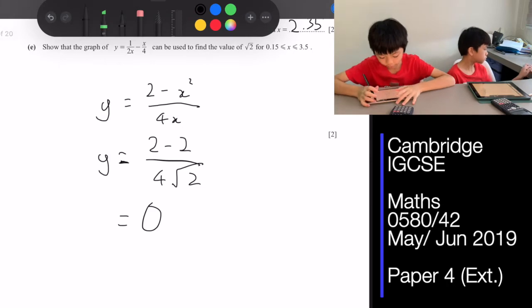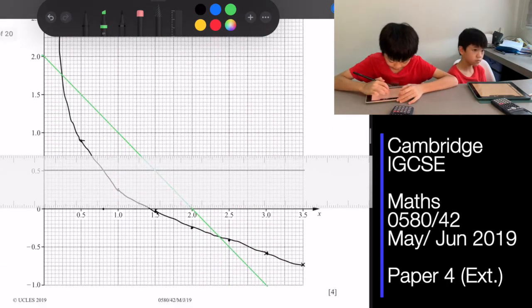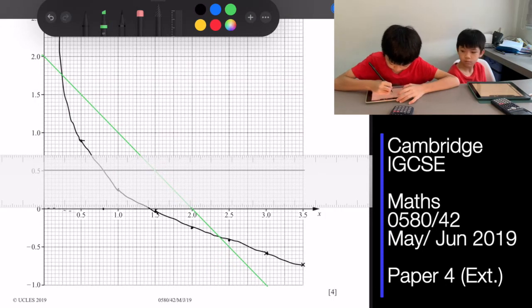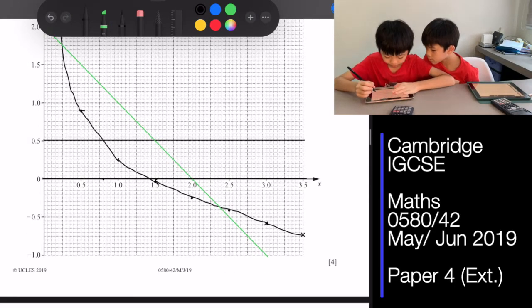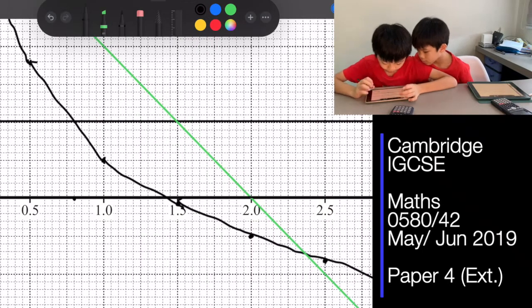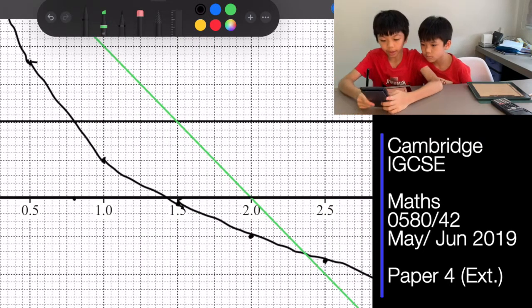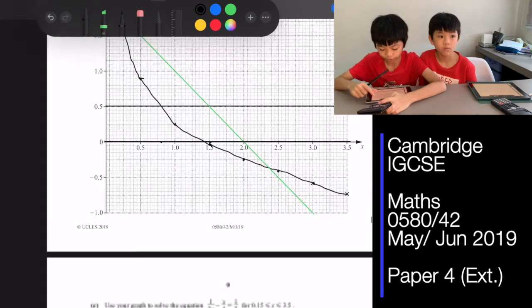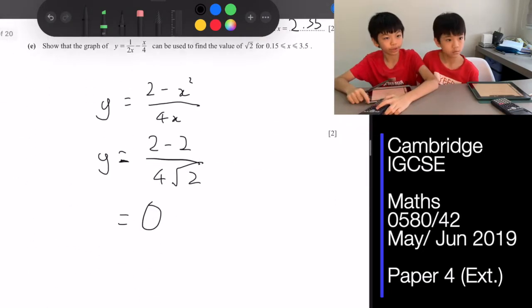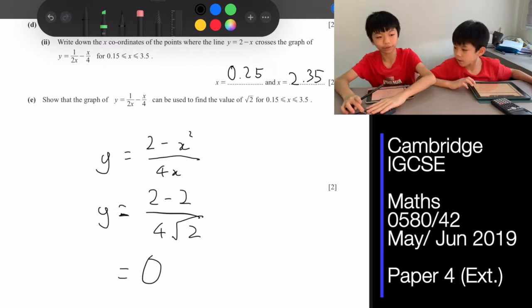Now from the graph, we'll draw y equals 0. So y equals 0 is over here. And then it intersects at around 1.43, which is near 1.41, and 1.41 is roughly root 2. So yes, we have proven it technically. So it can be used to find the value of root 2.